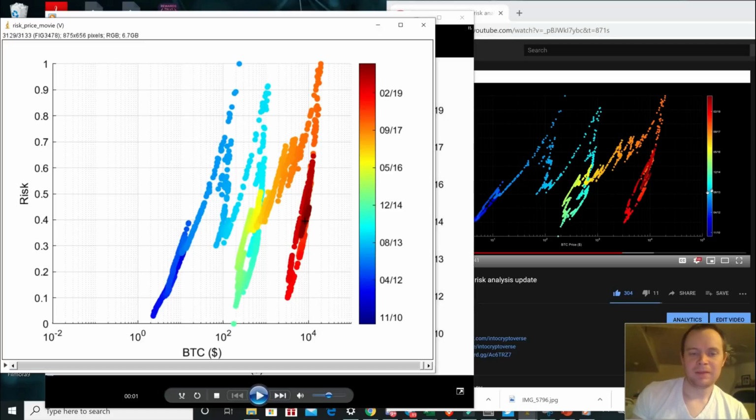But the point is by the time that Bitcoin does get to 20,000, assuming that it does, then the risk will be, maybe it'll be around 0.5 to 0.6, somewhere in that regime, which is a lot better than the last time when it was between 0.9 and 1. So I think this is informative.